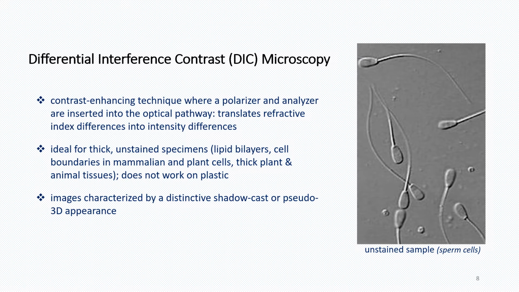Differential interference contrast, or DIC microscopy, is another Brightfield method used to enhance the contrast of transmitted light images. It uses the polarization of light, translating refractive index differences into changes in intensity. This method is ideal for thick, unstained samples on glass slides or carriers that are not made of plastic. DIC images give the impression of topography and have a distinctive shadow cast or pseudo 3D appearance.